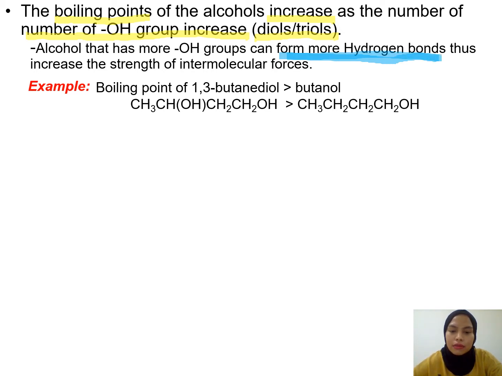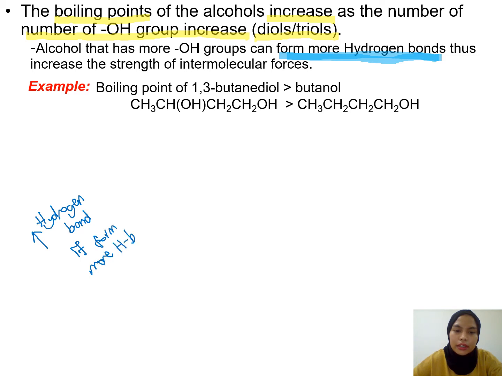Okay, previously Miss bagi tahu lah faktor-faktor yang mempengaruhi kekuatan van der Waals forces. Right now, what is the main factor yang mempengaruhi kekuatan hydrogen bond? So hydrogen bond ni is actually dia hanya akan jadi stronger if dia boleh form more hydrogen bond. Okay, so kalau dia dapat form more hydrogen bond, that means the strength of the intermolecular forces akan lagi bertambah. So bila the strength of the intermolecular forces ni bertambah, that's why lah you susah nak break the bond. So you need more energy to overcome the stronger bond. Therefore, the boiling points will be increased.